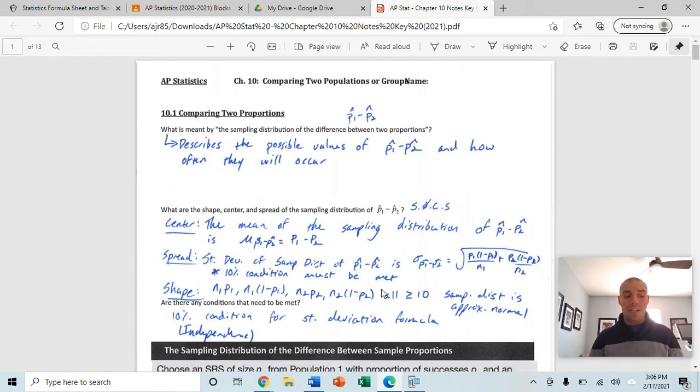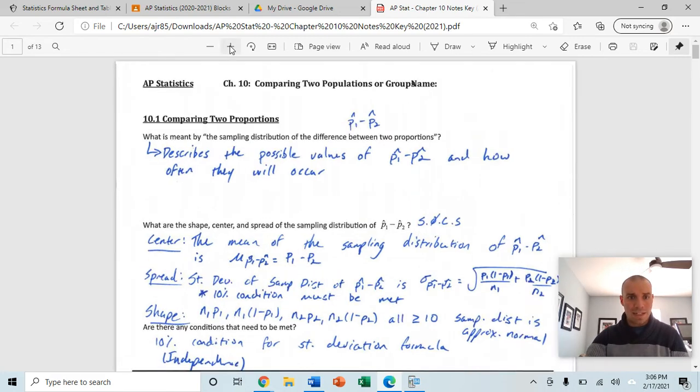Or for a mean problem, maybe we want to create a confidence interval for the difference in the mean SAT score at South compared to the mean SAT score at North. So now we're taking two distinct samples and we're running inference for that. So let's go into the notes here and see what we got.